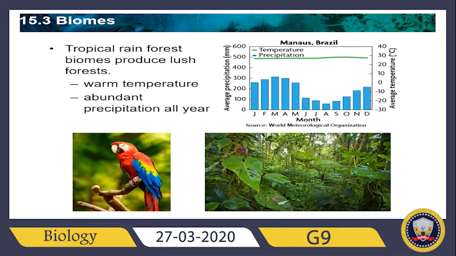As you will notice here, the Amazon forest is a perfect example of the tropical forests. Exotic creatures live here. It's a warm temperature all year long, so it's very suitable conditions for many species to thrive, to live. Abundant precipitation all year, so no shortage of water here.